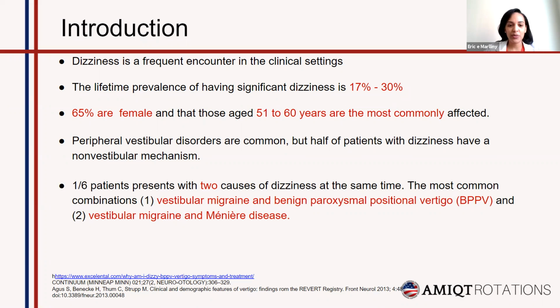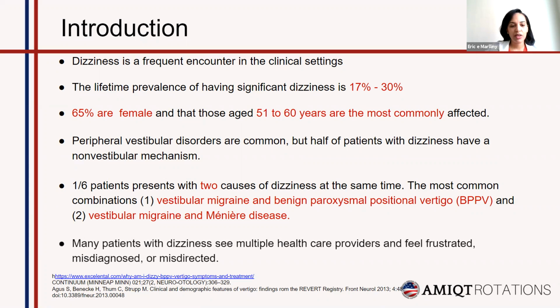So 1/6 of the patients present with 2 causes of dizziness at the same time. So this study also showed that a big portion of the patients actually have 2 causes of dizziness. And the most common combinations were vestibular migraine and BPPV, and then vestibular migraine and Meniere disease. Many patients with dizziness see multiple healthcare providers and feel frustrated, misdiagnosed, and misdirected. So that's why it's so important for us to keep studying and trying to get enough experience so we can ourselves see and make some patterns to help better our patients.